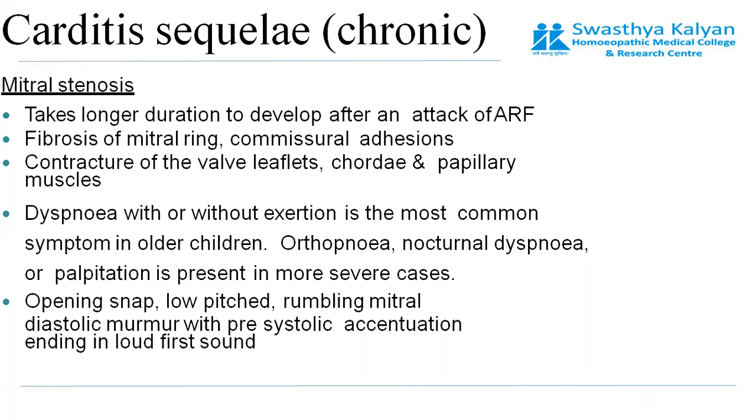What about mitral stenosis, that is, the left-sided valve? Mitral stenosis takes a longer duration to develop after an attack of acute rheumatic fever. This stenosis will eventually develop as a result of fibrosing of the mitral ring and commissural adhesion. So initially, it will develop as a regurgitation followed by stenosis. That is the reason stenosis requires a greater amount of time. There is contracture of valve leaflets, chordae tendineae, and papillary muscles. We see contractures or pulling of the structures.